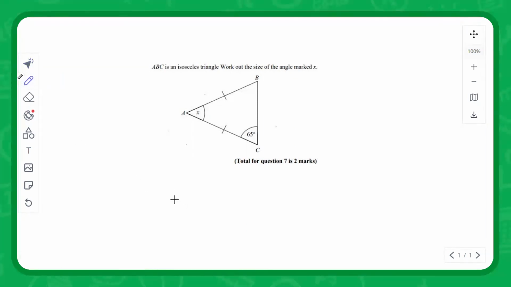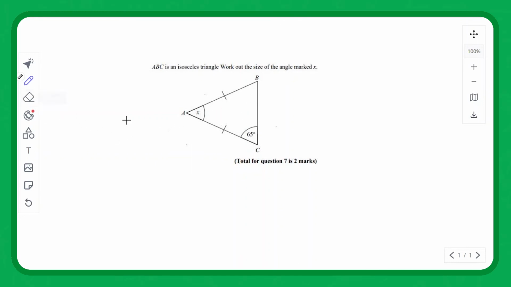Moving on to an interesting exam question here. It says that this triangle ABC is an isosceles triangle. Work out the size of the angle marked x. Now, we know it's an isosceles as well, even if it didn't say it in the question, because these 2 ticks mean that these 2 lines are the same. It's the same sort of triangle we saw before, only this has been rotated 90 degrees. And if you recall, the 2 angles here are going to be the same.